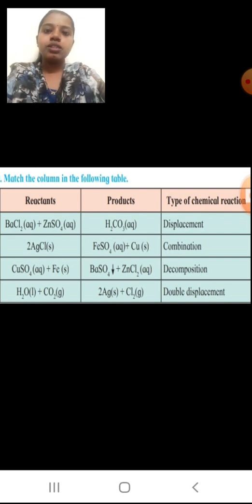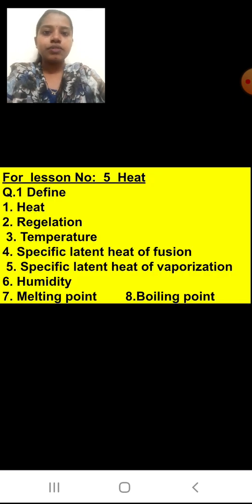Okay, now this was all for chapter number 3. Now the next chapter which we started, that is lesson number 5, Heat. For that, the first question is define. You are going to define heat, refrigeration, temperature, specific latent heat of fusion, specific latent heat of vaporization, humidity, melting point, and boiling point. These are all definitions you are going to write. Again, you will write whatever is given in the textbook.